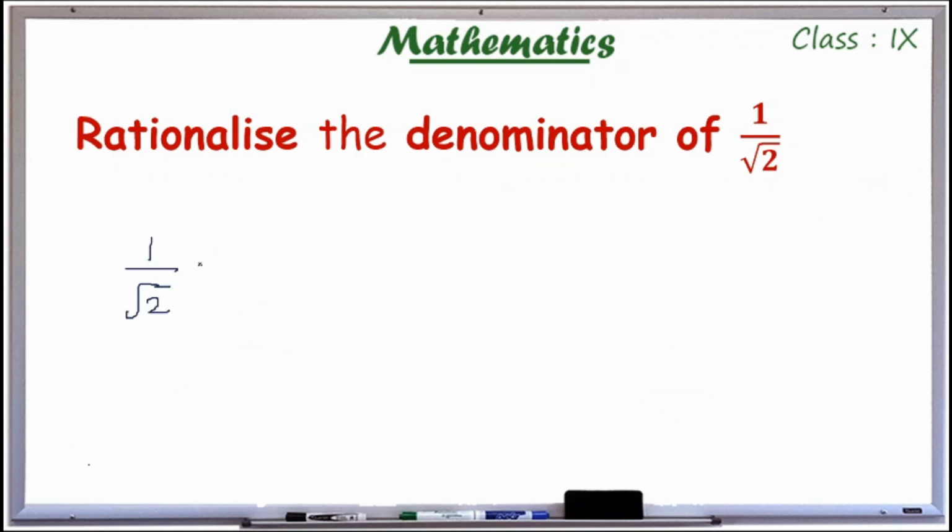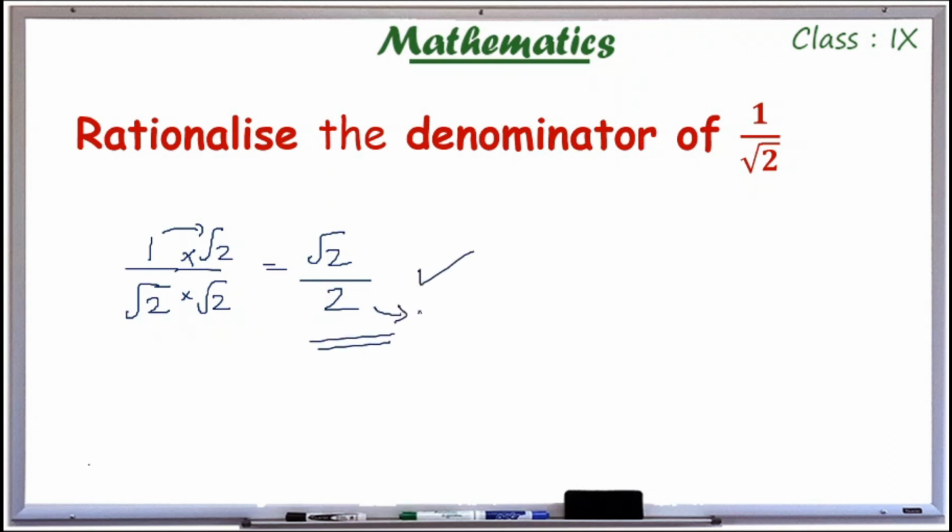So the first step is multiplying the denominator, root 2, on numerator and denominator. So 1 into root 2. We have already studied how to multiply two fractions. In order to multiply two fractions, you have to multiply numerators. 1 into root 2 is equal to root 2 by root 2 into root 2. We have already learned root 2 into root 2 is equal to 2. So this is the answer.